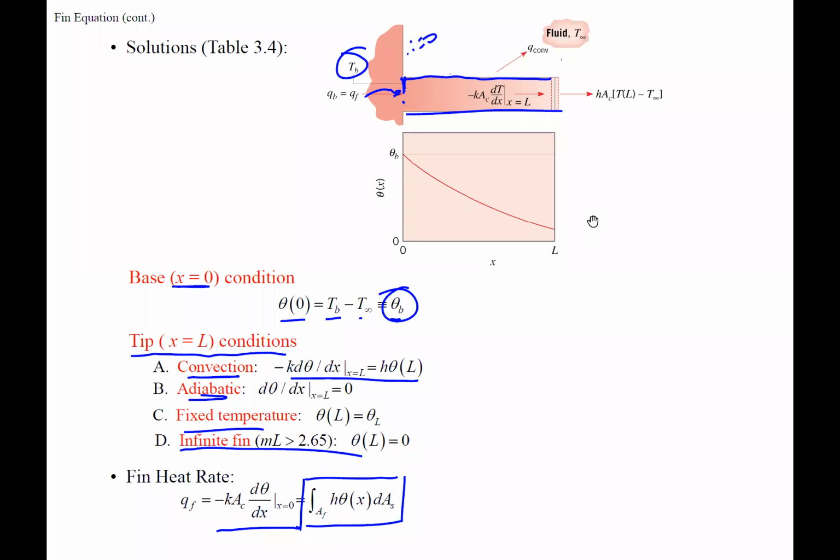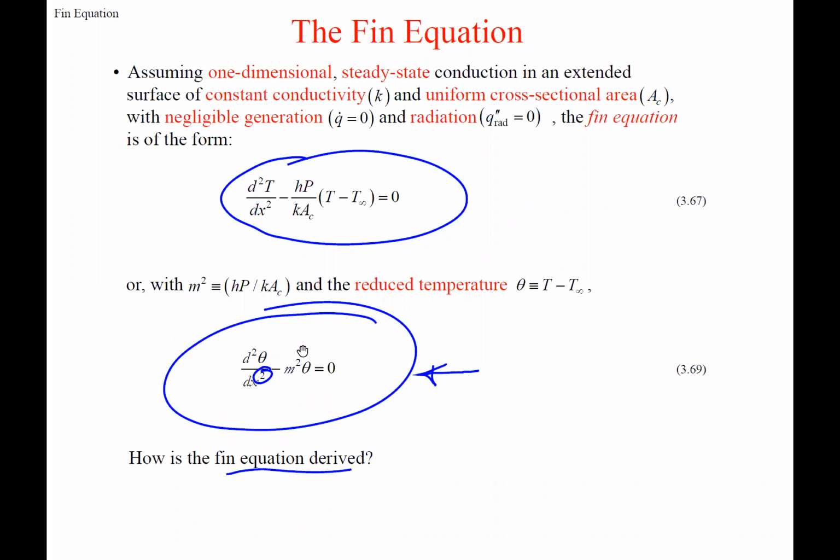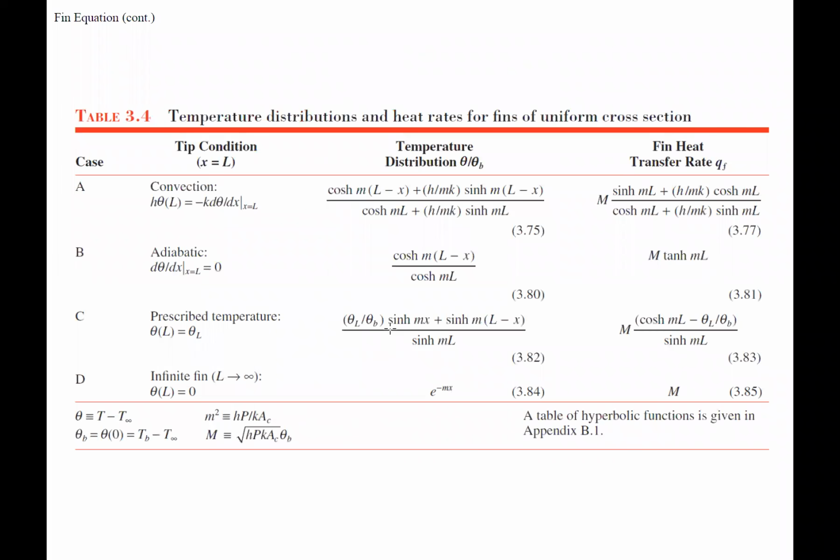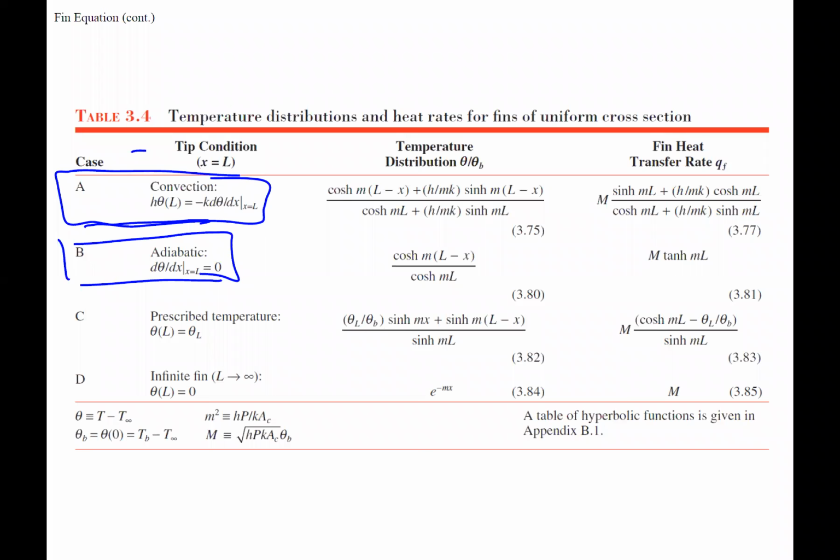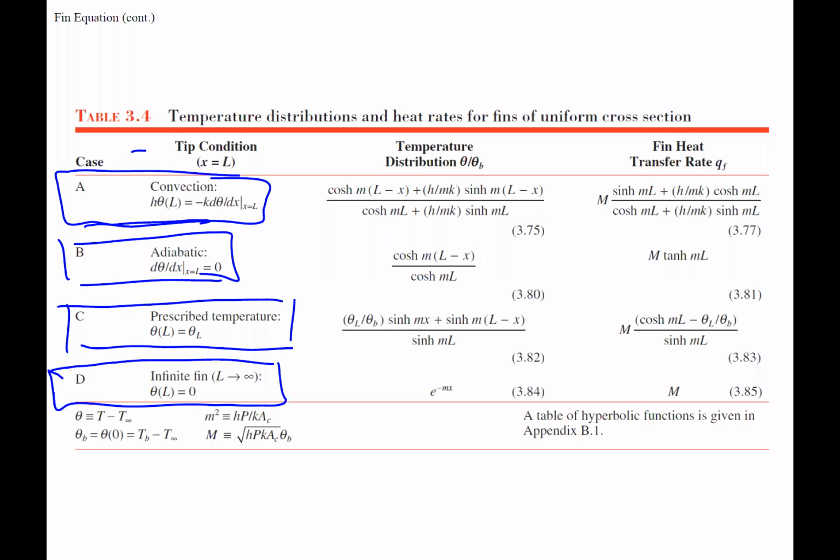The nice thing about this is the book does go through one of the ways of getting the solution to a boundary condition or two from this equation that you see here. But then they put all those solutions with those different boundary conditions in a table. So table 3.4, okay? You have your different cases right here. Okay, so the end conditions: convection, adiabatic, prescribed temperature, infinite fin. Okay, and then we have the temperature distribution equation and the fin heat transfer equation.